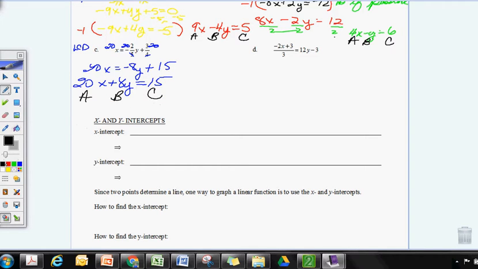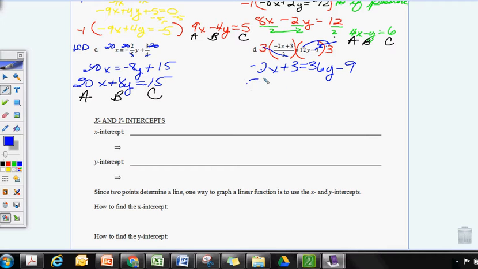Now, this is one that a lot of you had wrong on the test. We've got to get rid of this fraction. This whole side here is multiplied by 3, so we've got to do that. That means this whole side here also is multiplied by 3. And when I do that, the 3's cancel. I'm left with negative 2x plus 3 equals. And here the 3 is distributed to both, and I end up with 36y minus 9.